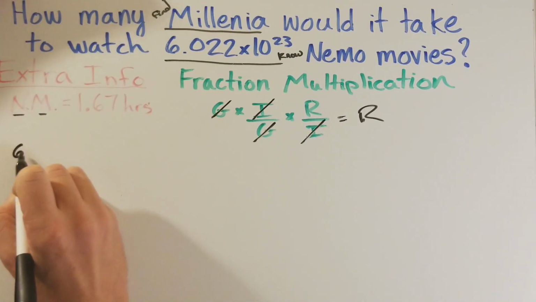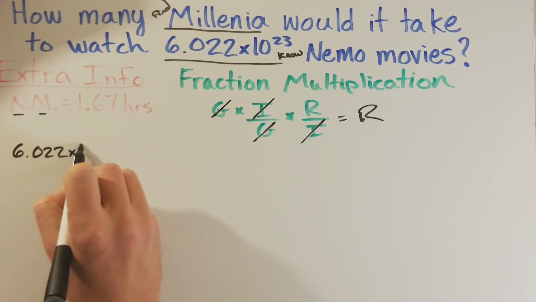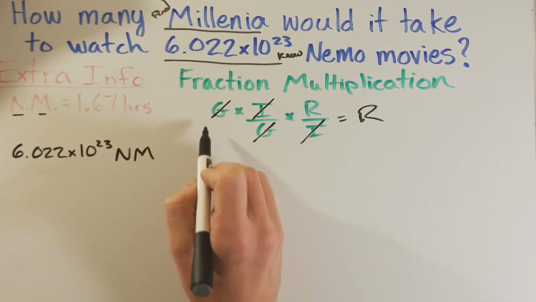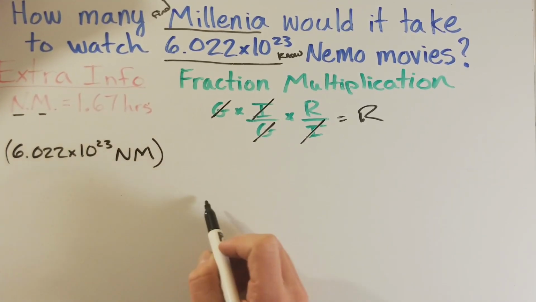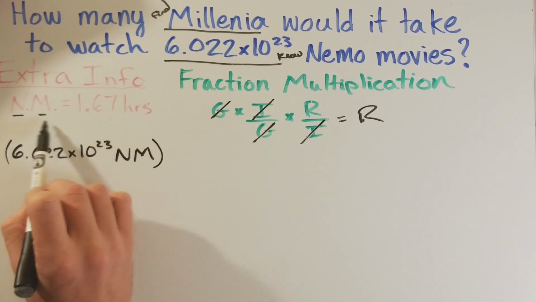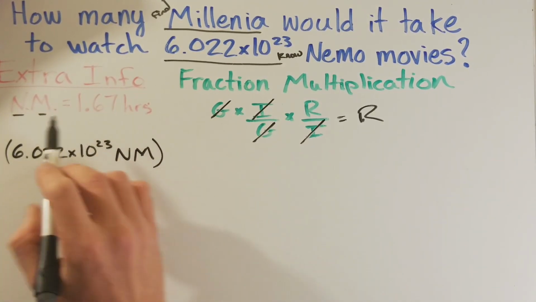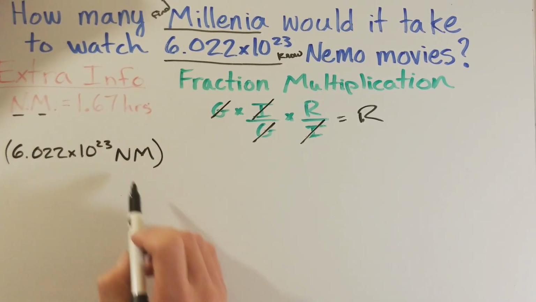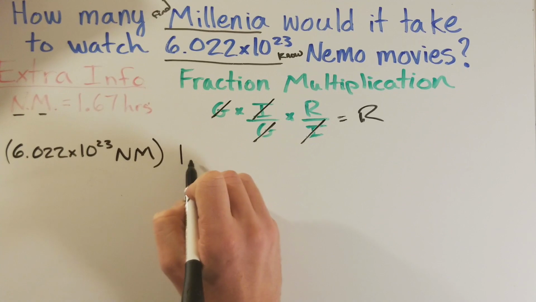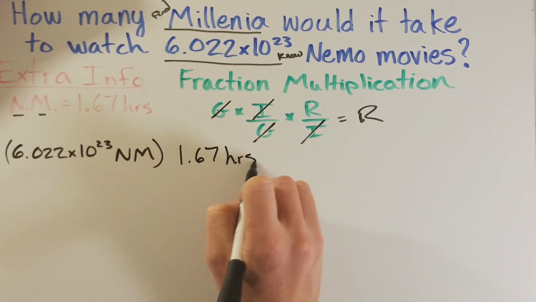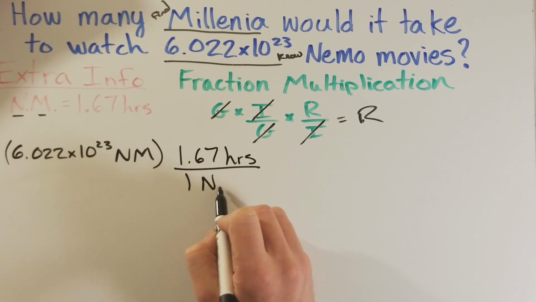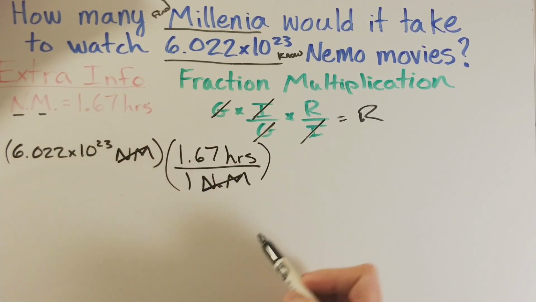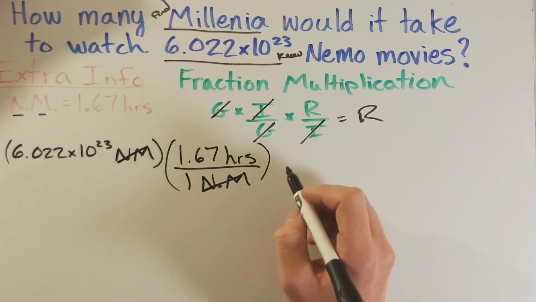So we're going to start with our given, 6.022 times 10 to the 23 Nemo movies. Just like we did in our fraction multiplication, we started with our given. And we're going to multiply it against this intermediate conversion factor. So we know that one Nemo movie is 1.67 hours. We want the Nemo movie unit in the denominator because we have it in the numerator here. So we have 1.67 hours per one Nemo movie. So right away we can see that these units cancel out, and we're in the units of hours now.